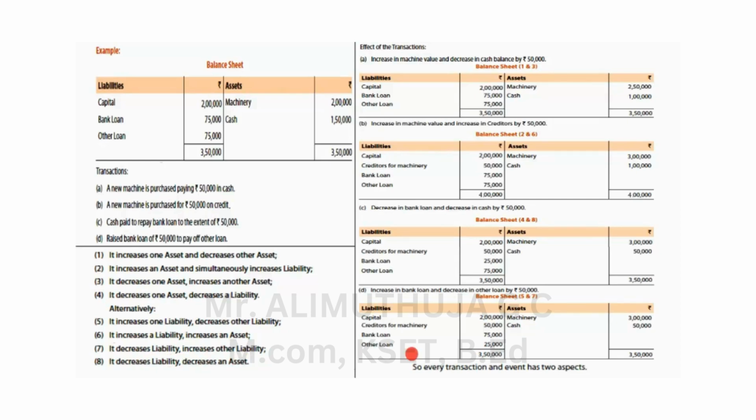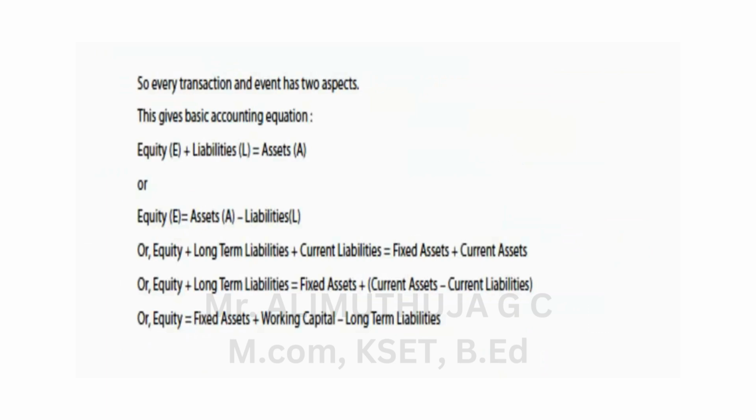Point 7 says it decreases a liability, increases another liability. Which liability decreased? Other loan. How much? 50,000. Increases another liability. Which liability increased? Bank loan. How much? 50,000 rupees. So every transaction and event has two aspects. If there is an increase, then there is an equal amount of decrease. If there is a decrease, then there is an equal amount of increase. As we discussed, every transaction or event has two aspects.